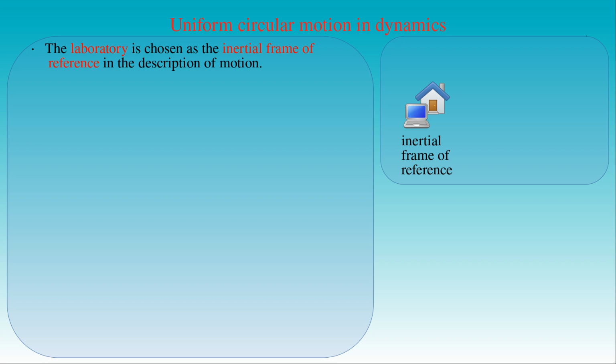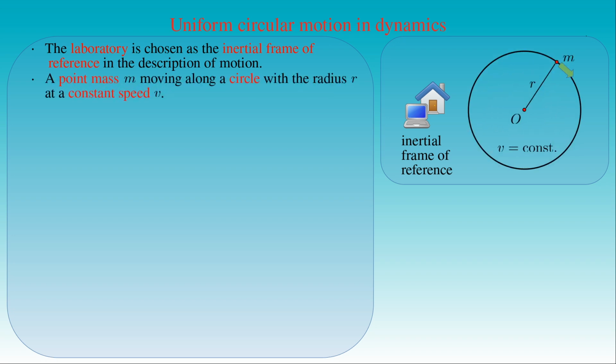Let us consider a point mass m moving along a circle with the radius r at a constant speed v. The trajectory of the point-like body is a circle with respect to the inertial frame, where the center O of the circle can be chosen as the reference point. Then the position vector r of the body points from the center O of its circular path to its instantaneous position p, and the velocity v of the body is a tangent to the path at the point p with a constant magnitude. In kinematics, we demonstrated that the angular velocity omega of the point mass rotating around the center O is given by the ratio of the speed v to the radius r.